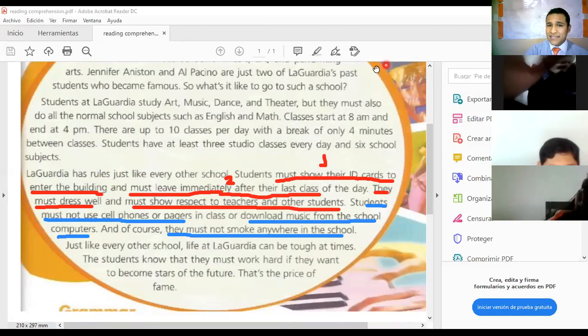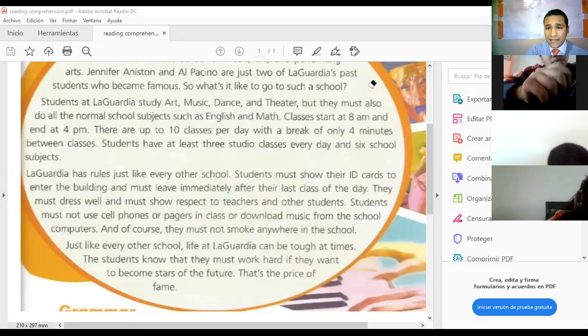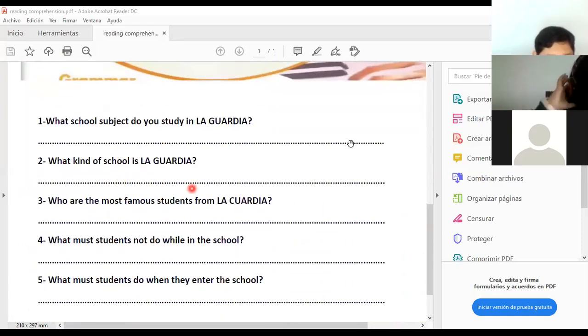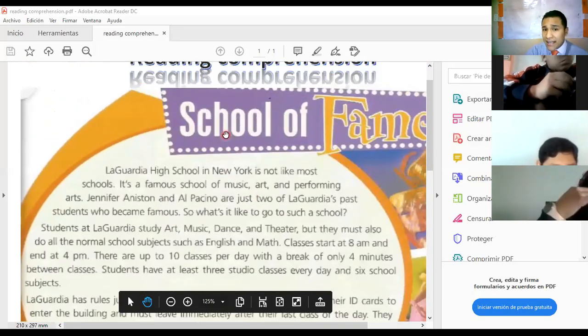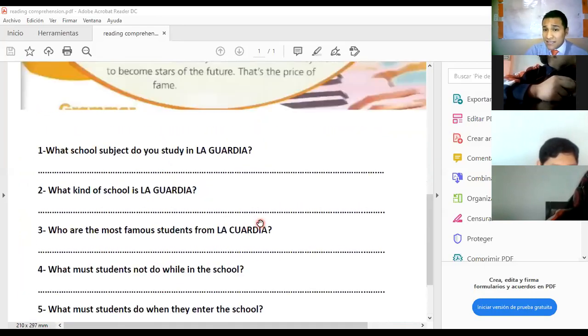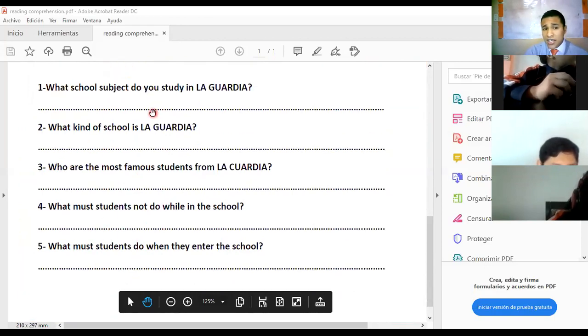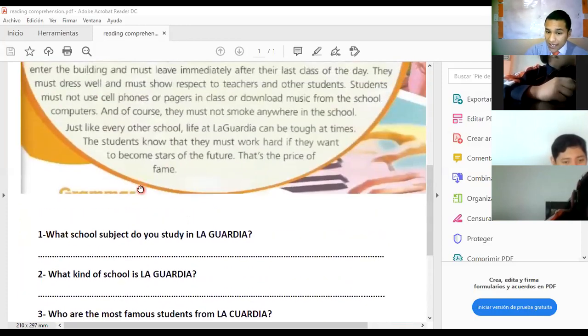Listen, please. Before we do the exam, let's see. Pay attention here, please. Here you have five questions. We answered these five questions orally. You need to answer them in your notebooks. It's not necessary to print out a paper. You can answer in your English notebook. What school subjects, what kind of school, who are the famous students, what must and mustn't the students do. You answer these questions in your notebook.